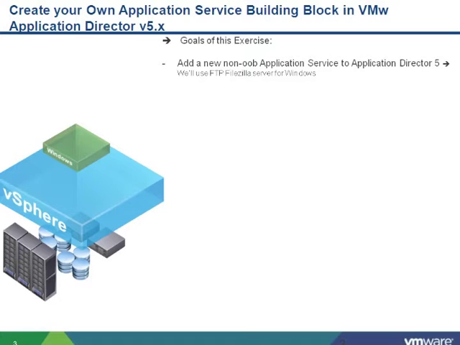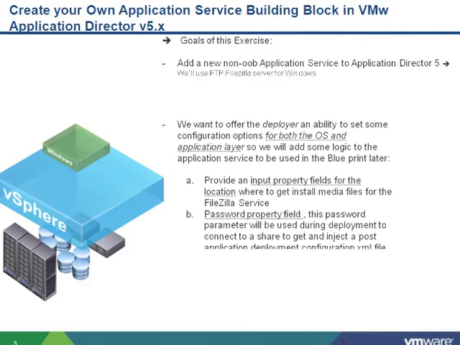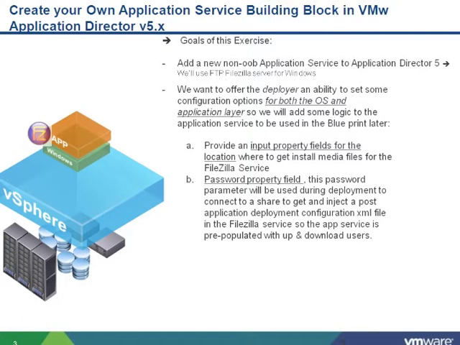In this exercise, we'll use the FileZilla FTP server for Windows, added as a new application service to Application Director 5, and to show you the non-out-of-the-box abilities of the product. The goal of this exercise will be to provide a new application service with FileZilla server, provide some inputs for the deployer later on, the location where to find the install binaries, and set a password to connect to a share to inject some XML configuration data later on.